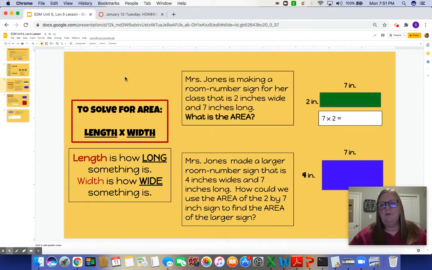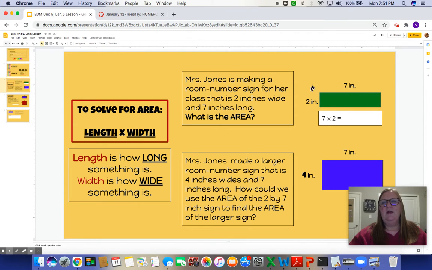Now, as we're doubling today, we're also going to remember that when we solve for area, we do length times width. It's important to remember what those two words mean. Remember that length is how long something is. And when we talked about this earlier this year, I told you that length and long both start with L, so that's a good way to remember it. So length is how long something is. Width is how wide something is.